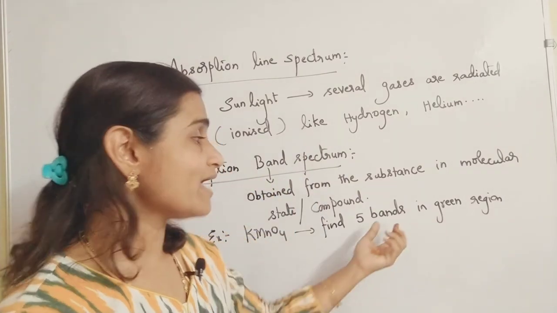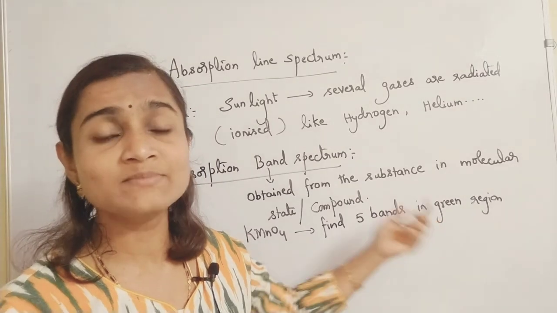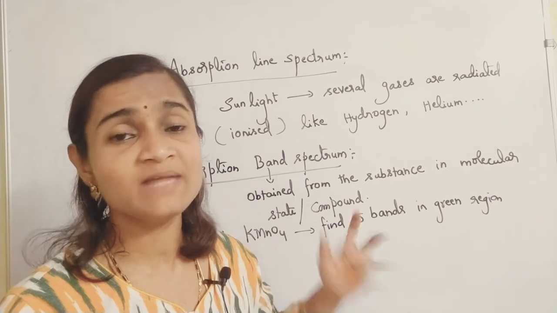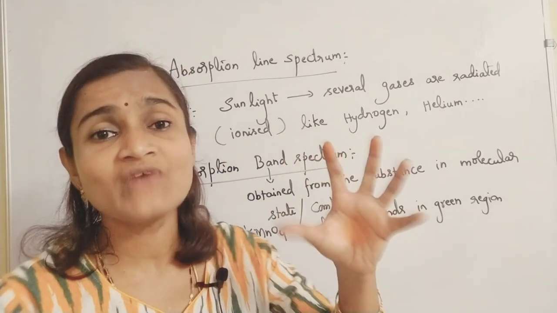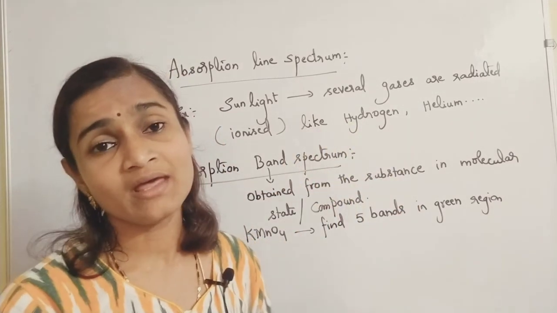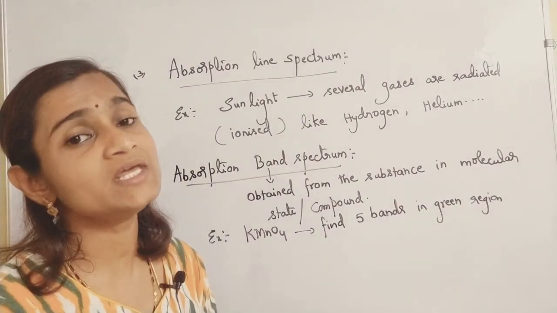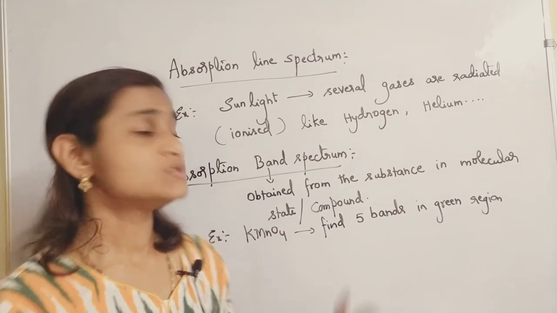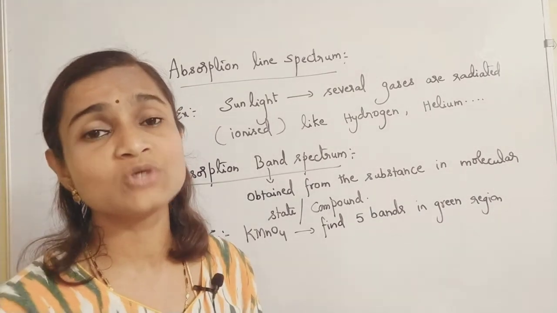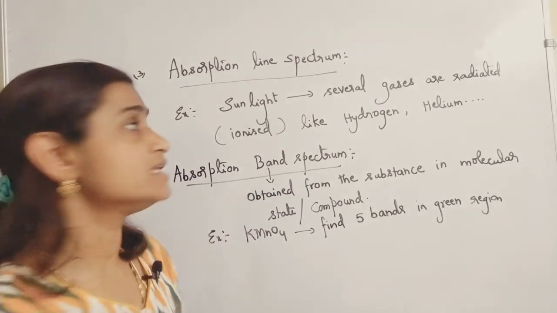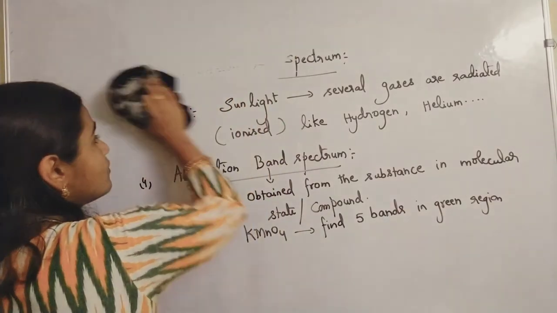Okay, that means the absorbed color is what? Green. Okay, the absorbed color is green. In place of that, you are finding 5 dark bands, in the green region only. The remaining colors remain the same. So this is an example for what? Absorption band spectrum. And the color of certain salts, you can write one note point also.